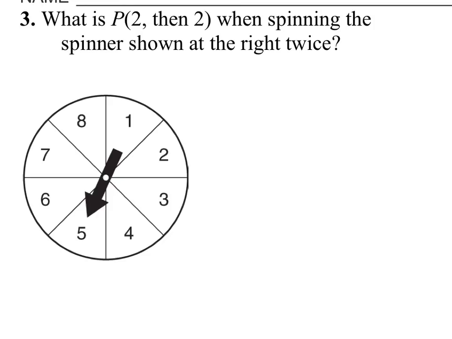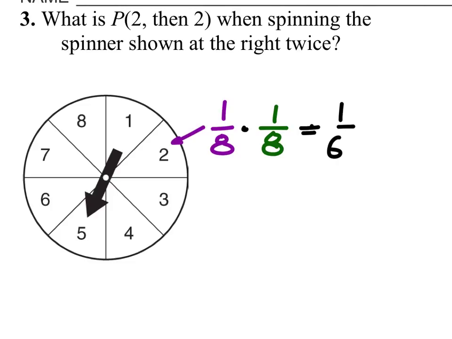What is the probability of spinning a 2, then a 2 with this spinner, when spinning the spinner shown at the right twice? We're going to spin it twice. The first time needs to be a 2. And right here we have the 2. That's 1 out of 8 possible outcomes. On the second spin, it's the same 2, so there's still only 1 out of 8 possibilities. So this is a compound probability which we can just multiply, and it would be 1 out of 64. That would be the probability of spinning a 2, then a 2.